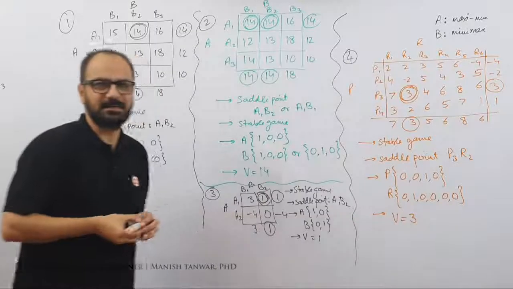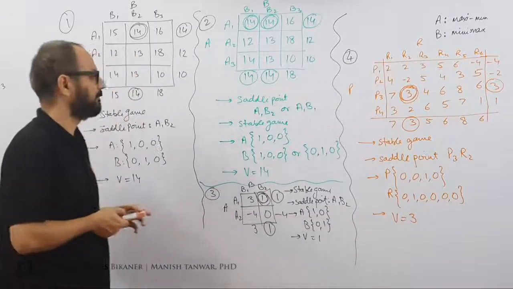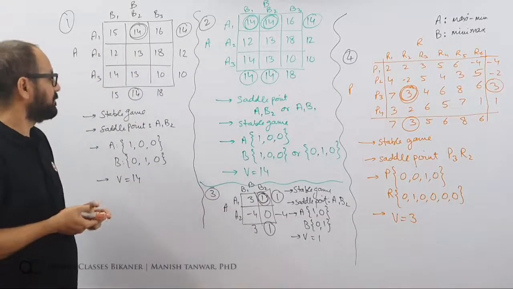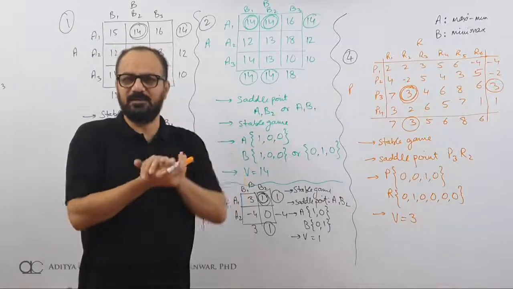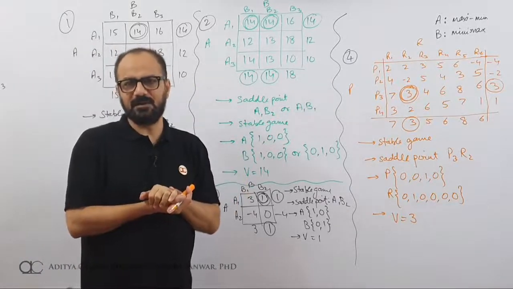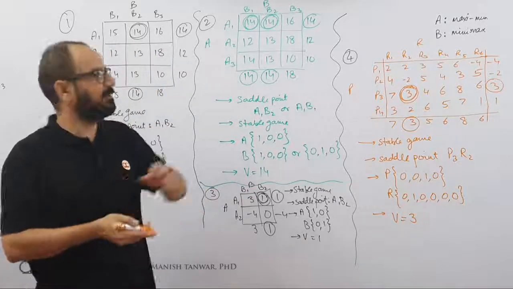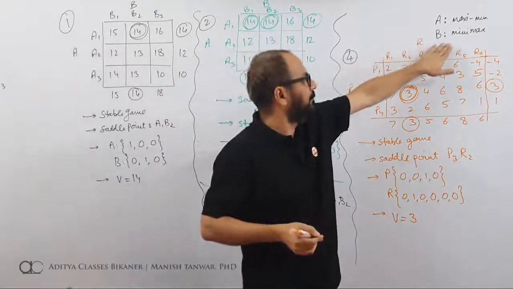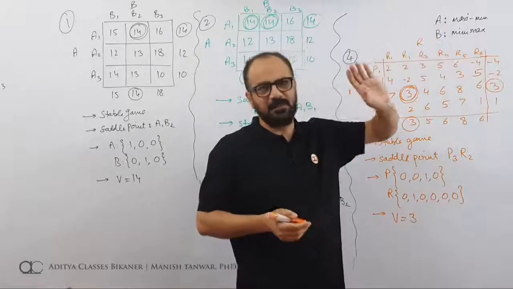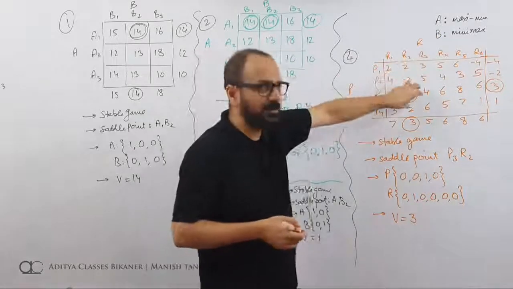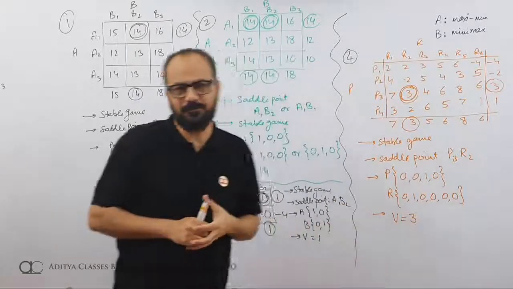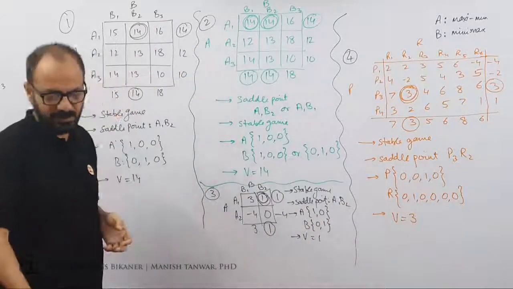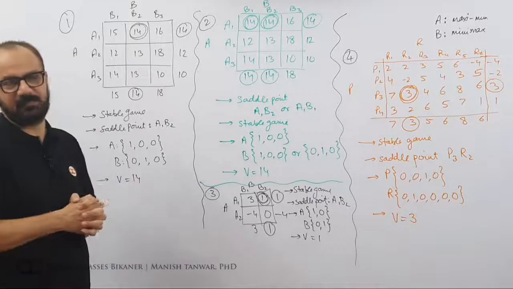So this was yet another stable game where we have saddle point. So we see that we have covered 4 questions in such a small span of time. So when it comes down to stable games, B takes minimax, A takes maximin. You get your saddle point. That saddle point gives you the strategies. That saddle point gives you the value of game. So these were simple stable games.